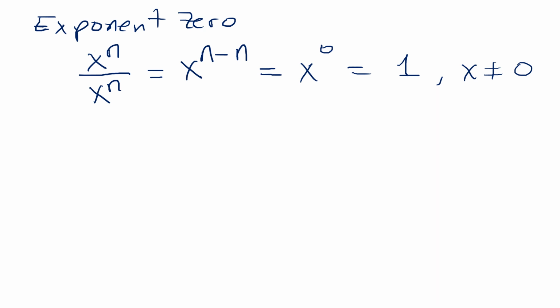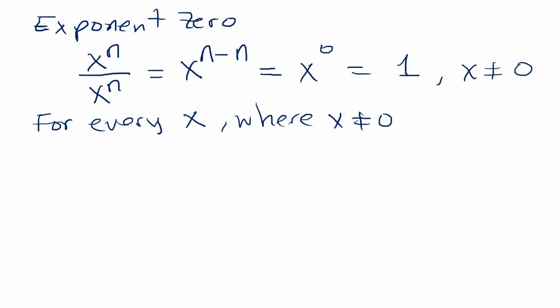All right, so let's now state the language: for every x where x is not 0, if you happen to get x power 0, then the answer is 1.